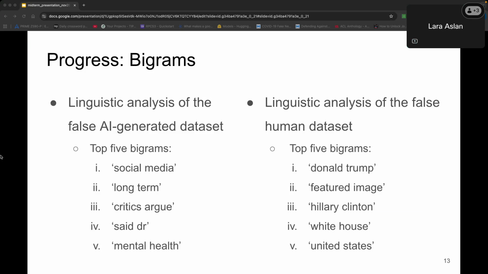I have also done some linguistic analysis on the AI-generated dataset and the human dataset. These results you see here are the top 5 bigrams in false news, and these patterns reveal differences. AI-generated false news often include words like social media or mental health, whereas human-written false news lean more political with words such as Donald Trump or White House. This pattern hints at more topical bias in human-generated false news.